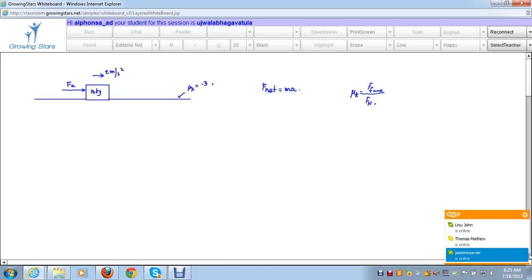Did I tell you that it's mu k times Fn? This ratio is called coefficient of kinetic friction. That means maximum frictional force divided by the normal force. That's called mu k. So force of friction should be mu k times Fn. You understand? And to find Fn, how do you find Fn here? You have to draw a free body diagram. Can you draw a free body diagram?